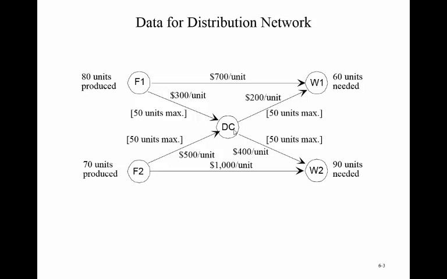Now there's one other set of data in addition to the costs, and that is the capacity. So we have a maximum of 50 truckloads that can be sent along any of these lanes. That's given in the square parentheses, and that is a 50 units maximum that we can ship along the lane from factory 1 to distribution center, or 50 units max from factory 2 to distribution center, and correspondingly the outbounds from the distribution center to either warehouse 1 or warehouse 2 also carry a maximum of 50 units.